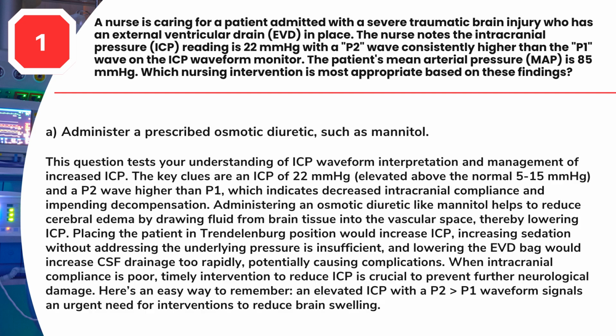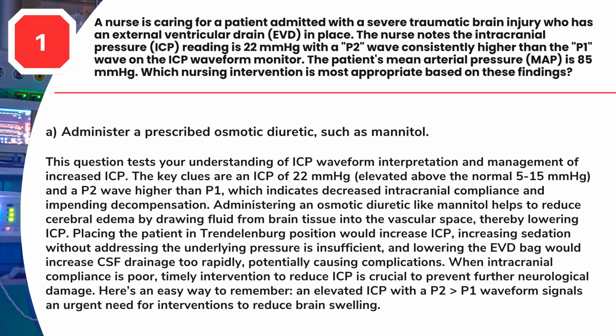Answer. A. Administer a prescribed osmotic diuretic, such as mannitol. This question tests your understanding of ICP waveform interpretation and management of increased ICP. The key clues are an ICP of 22 mm of mercury, elevated above the normal 5 to 15 mm of mercury, and a P2 wave higher than P1, which indicates decreased intracranial compliance and impending decompensation.